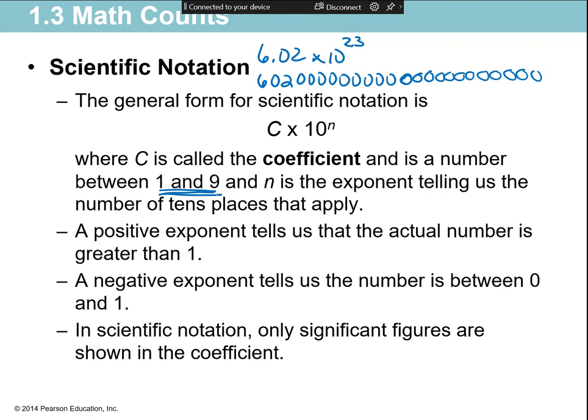So here, I put 602 and 21 zeros, because it took 23 moves of the decimal place to get my number between the 6 and the first 0. That's where 6.02 times 10 to the 23rd comes from. That's the number of molecules in a mole. We'll talk about that in chapter 3. But if you're thinking about the size, how much does one atom of carbon weigh?